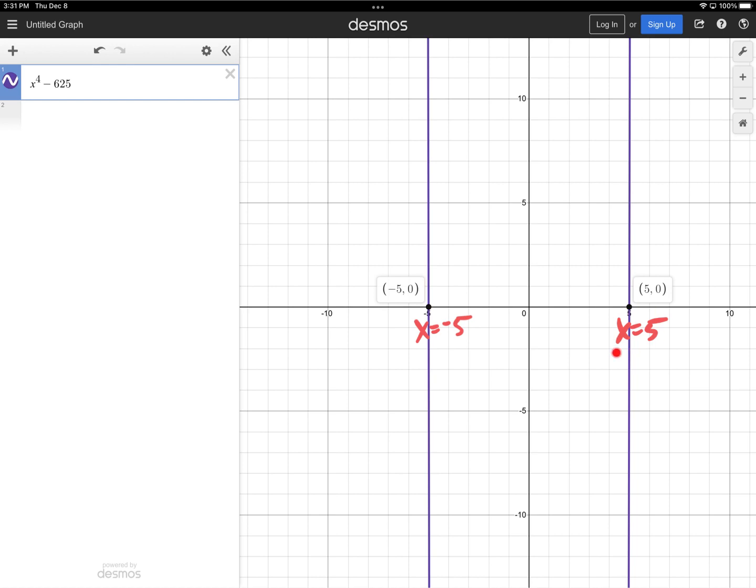That's another answer with no duplicity. So you only have 2 answers right now, and you need 4. So the other two answers must be imaginary, because if you were to zoom out right here, you'll see that it doesn't cross anywhere else. So the other answers must be imaginary.